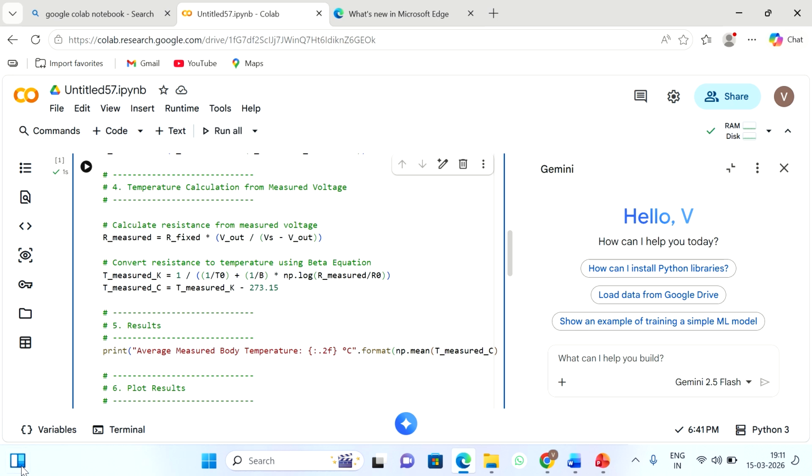And then we will convert it into temperature using once again the beta equation, that is the inverse beta equation. So that we will get the average measured body temperature with 2 decimal values.